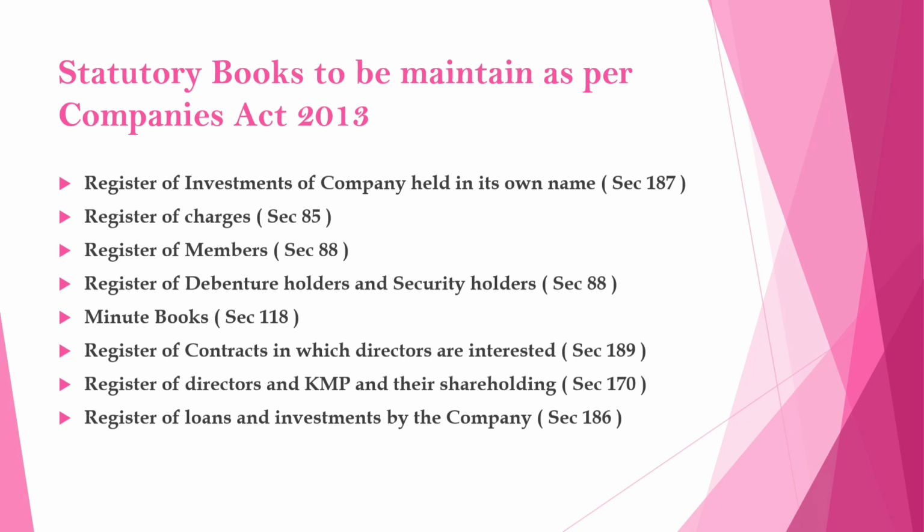So what are all the statutory books to be maintained as per Companies Act 2013? So this is the list of statutory books. You can read as it is. Register of investments of company held in its own name, that is section 187. Register of charges, section 85. Register of members, section 88. Register of debenture holders and security holders, section 88.